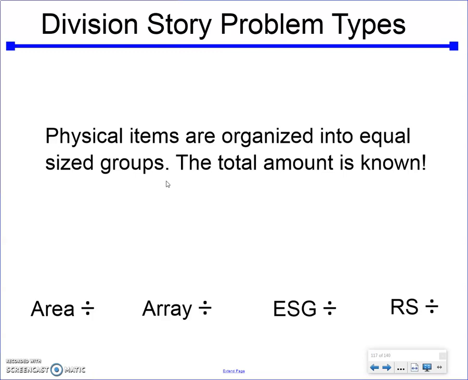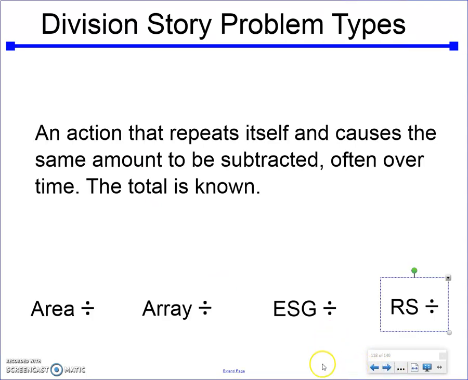So which kind of problem is it, third grade, where physical items are organized into equal-sized groups and the total amount is known? What kind of story problem is that? I agree. That would be an equal-sized group problem. Of course, if items are being put into equal-sized groups, it's an equal-sized group division problem, if you know the total amount.